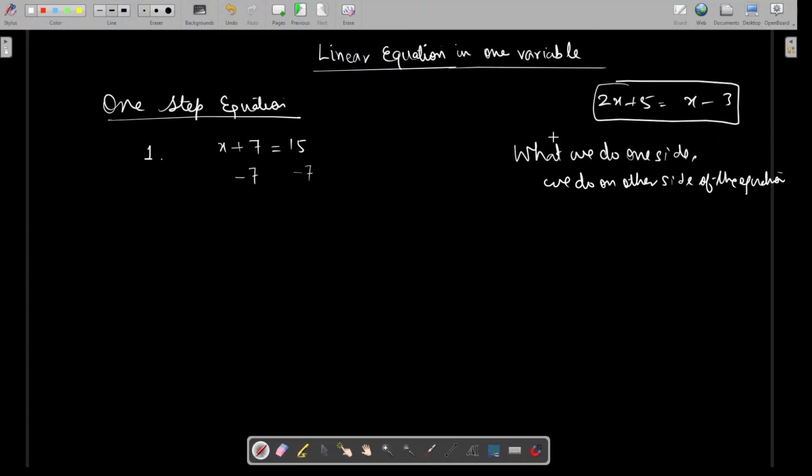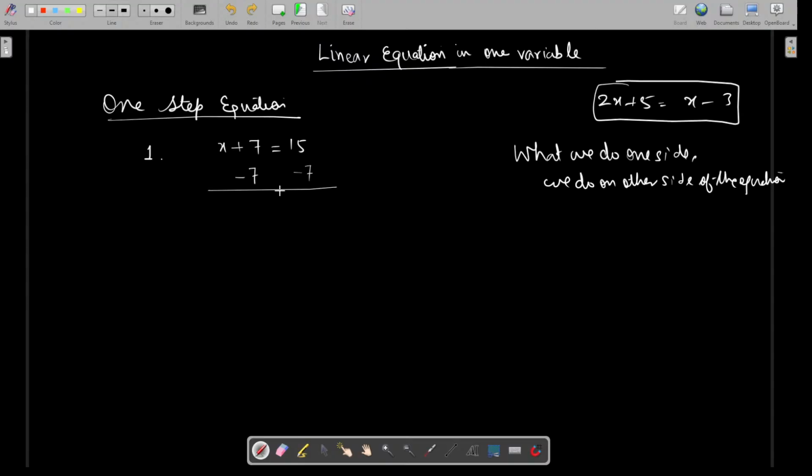So if we subtract 7 on both sides, what does it actually do? Because we are subtracting the same number from both sides, the equation remains balanced. It is not changed because we are not subtracting two different numbers.